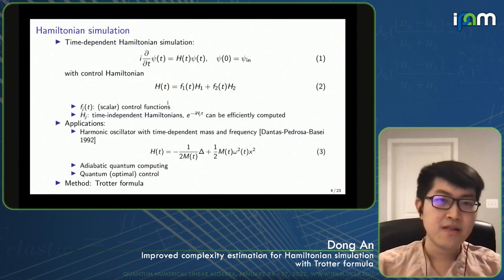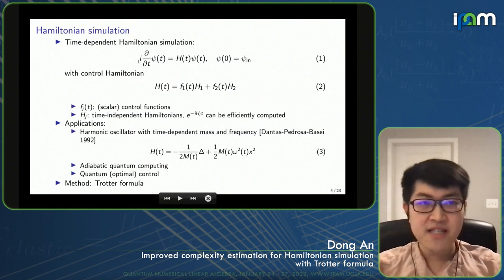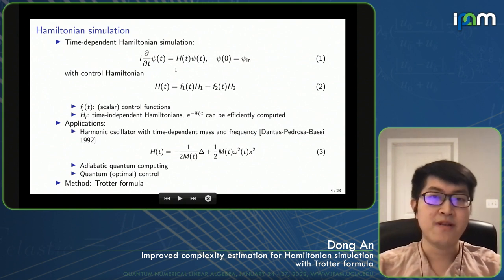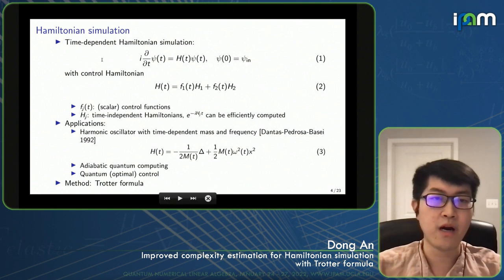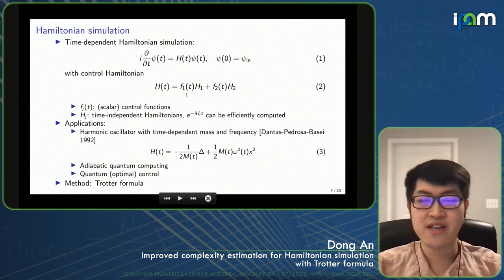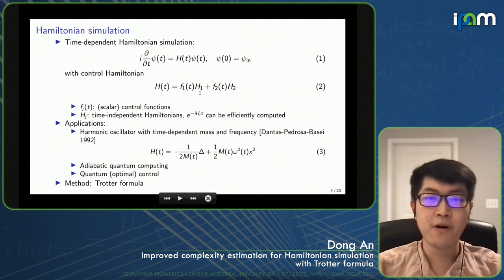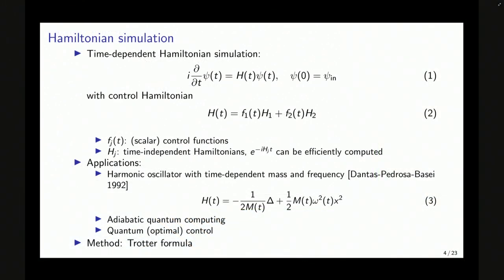Okay, so for the Hamiltonian simulation problem, in this talk we are basically interested in the so-called time-dependent Hamiltonian simulation. That is, we want to solve this Schrödinger equation in equation one. Here we have a time-dependent Hamiltonian, but in this talk we will restrict ourselves to a specific form that we call the controlled Hamiltonian. Here, the controlled Hamiltonian is a linear combination of two simple Hamiltonians, H1 and H2, and the time dependency only comes into this Hamiltonian by two scalar functions, F1 and F2. You can see that this is not the most general form of the time-dependent Hamiltonian, but this form can still have many interesting applications.